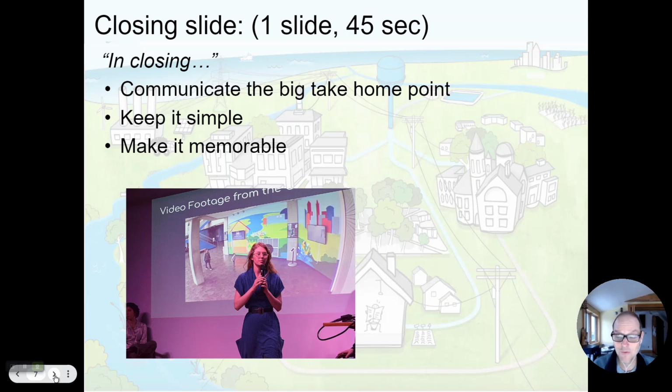And by the way, every photograph I'm using in this presentation is from presentations that were given by students in this class in previous years.